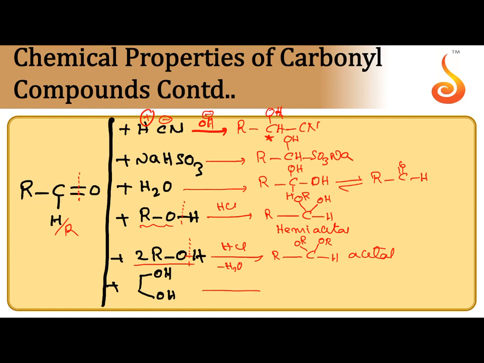So instead of 2 moles of alcohol, 1 mole only, but ethylene glycol, which contains 2 OH groups, is added at the C=O. We can get a cyclic product, R-CH, in place of the 2 bonds, ethylene glycol is attached in this way. This is a cyclic acetal.